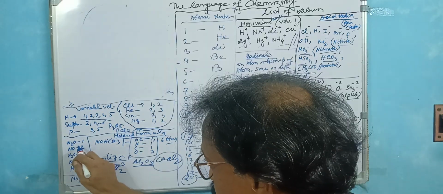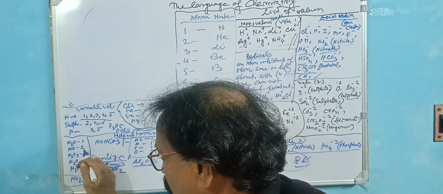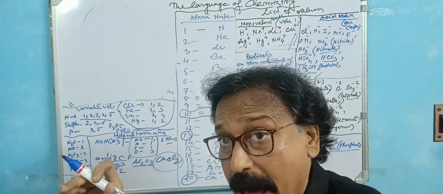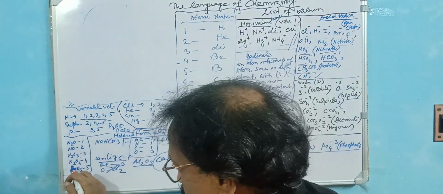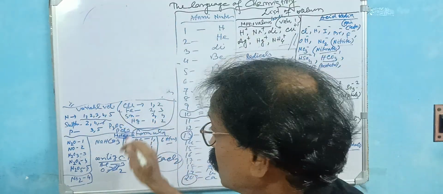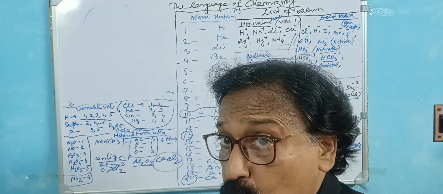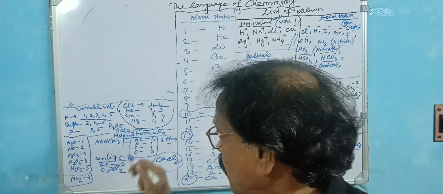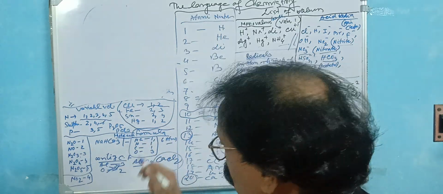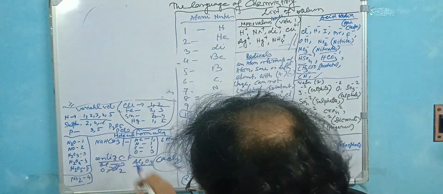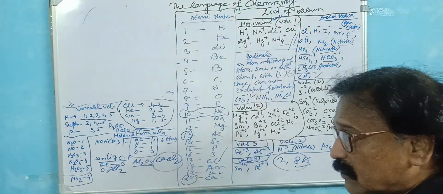N2O, the valency of nitrogen is 1; NO, valency of nitrogen is 2; N2O3, valency of nitrogen is 3. Valency is always crossed, I will show you. N2O4, valency 4; N2O5, valency is 5. In case of Cu, the variable valency is 1 and 2, cuprous and cupric; Fe 2 or 3, ferrous and ferric; Sn stannous and stannic. These are separate molecular formulas. You just remember all these things.